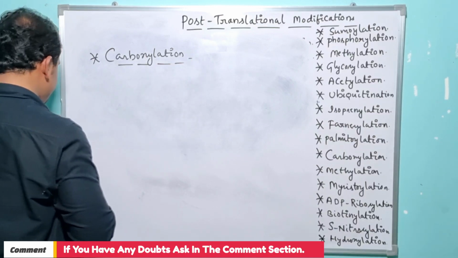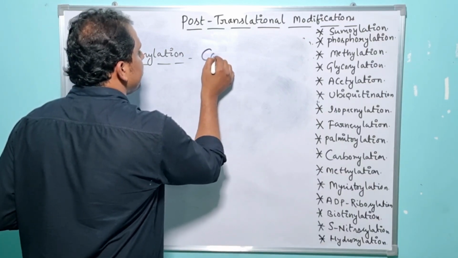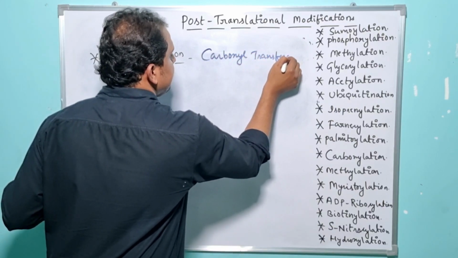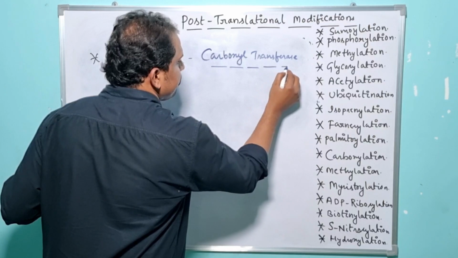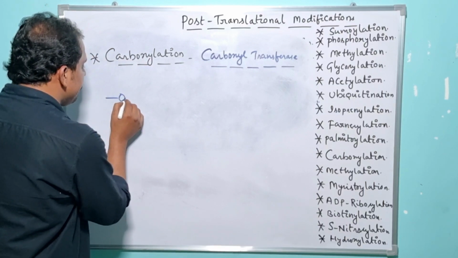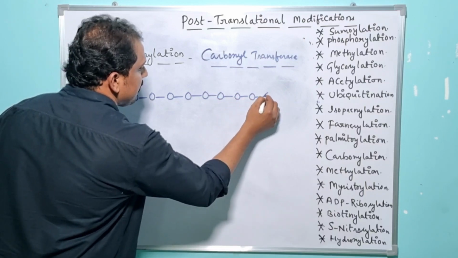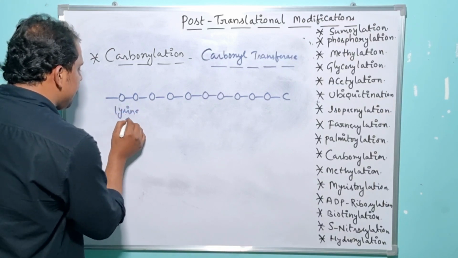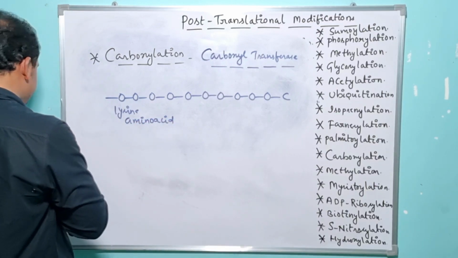The specific carboxylation is most commonly accompanied by taking the advantage of an enzyme known as what? Carboxyl transferase. Carboxyl transferase is the enzyme which is required for the successful recruitment of the carboxyl group to the nascent polypeptide chain at the N-terminus. Let us assume it as the nascent polypeptide chain which consists of the lysine amino acid, present at the N-terminus.